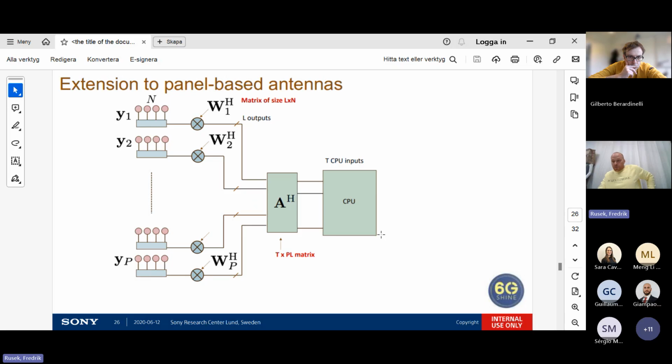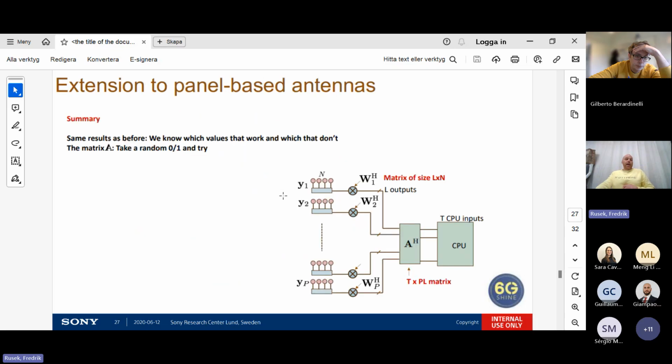And I have 3 minutes left, so I will just quickly go over that you can also do this on panels. So let's say that you have now distributed panels. So each panel is receiving n observations. In that case, it is still so that you would like to give L outputs, but now instead of a vector here, you have a little matrix of size L times n, because you have n antennas and you want L outputs. So you multiply by some matrix. You have this compression matrix here that is again fixed.